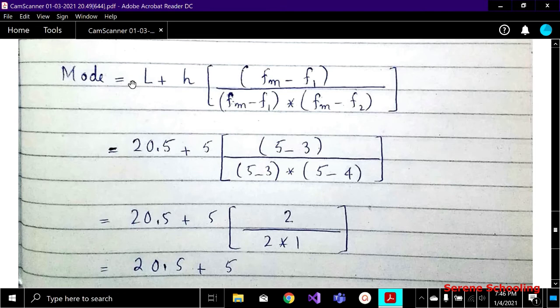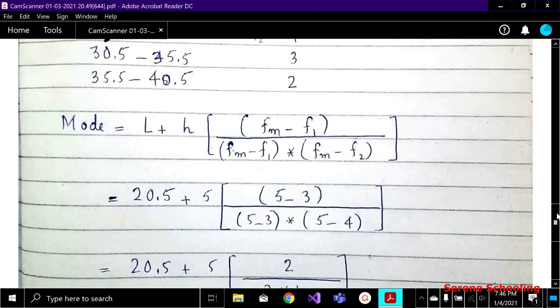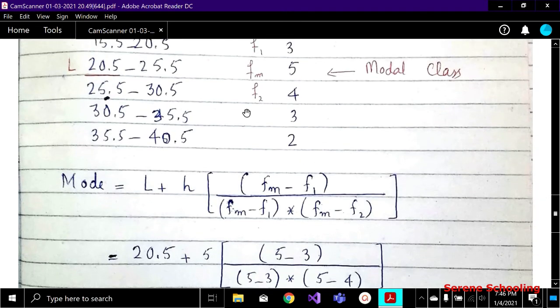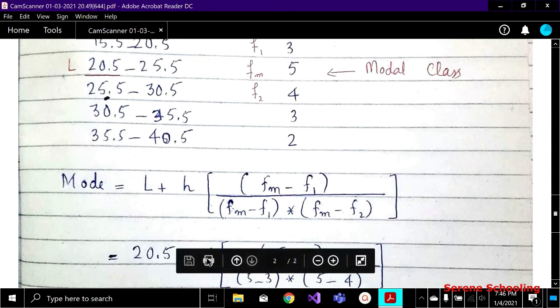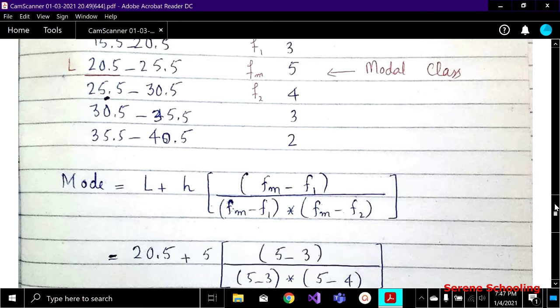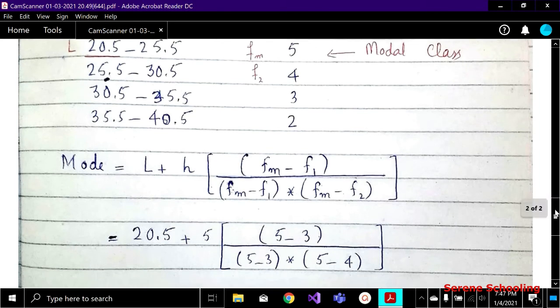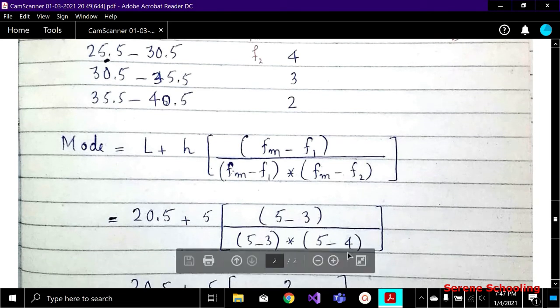Okay, here my L is what? L is the lower class boundary, that is, you can see 20.5. My h is 5, so we have put 5 over here. Then my Fm is 5, right? And my F1 is what? It is 3. My F2 is 4. F1 is 3, right?